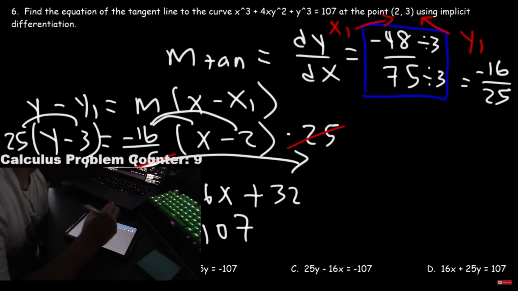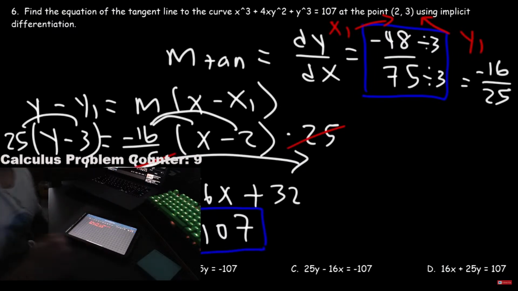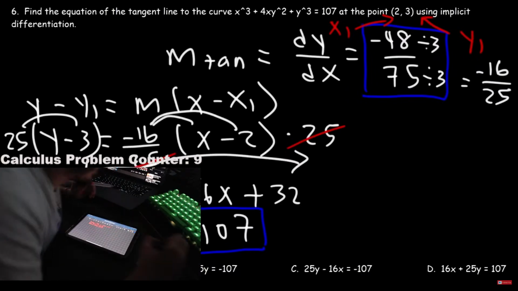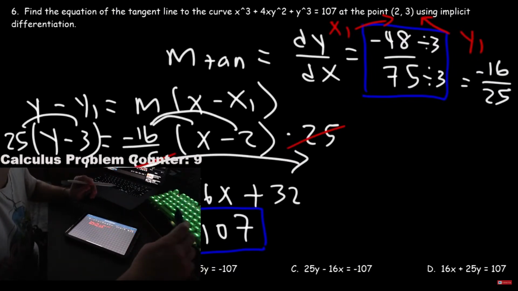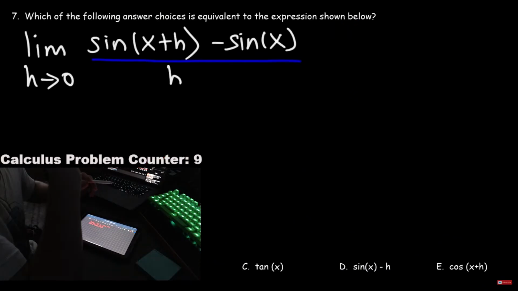So this is the answer. 16x plus 25y equals 107. That is the equation of the tangent line in standard form. And so this matches answer choice D.